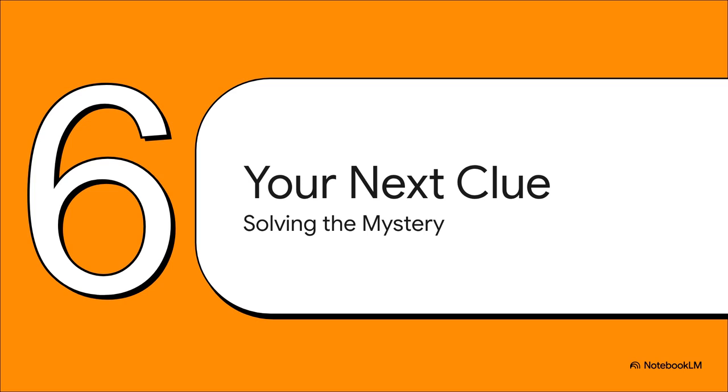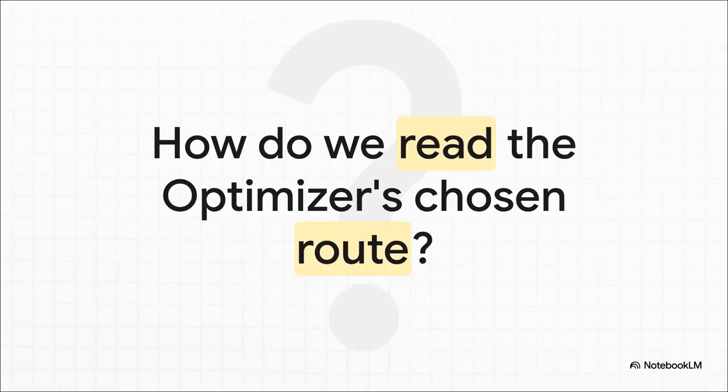And this gives us our next big clue in this investigation. We know the optimizer chooses a path and creates a map for the query to follow, what we call an execution plan. So the next logical question for us as performance detectives is, how can we get our hands on that map? How can we read it ourselves to see the exact route the database chose? And that is a fantastic question and exactly what we'll be breaking down in our next explainer.